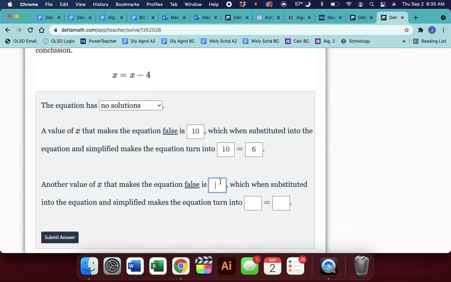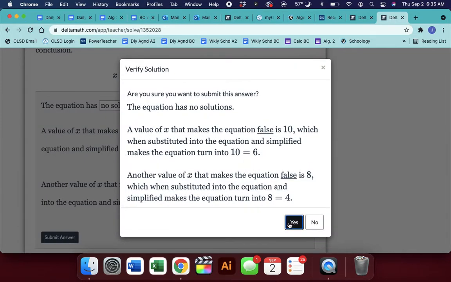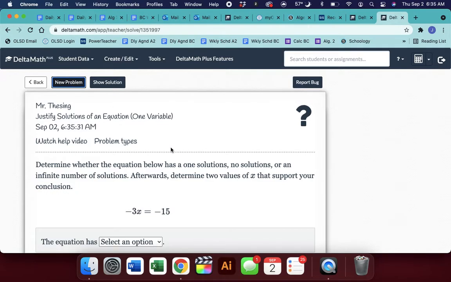Okay, another value of x, let's do another one. How about 8? So if we throw in 8, what would we get? We would get 8 for x is equal to 8 minus 4, which is 4. And that's basically what they want you to do on this. So we'll look at a few more.